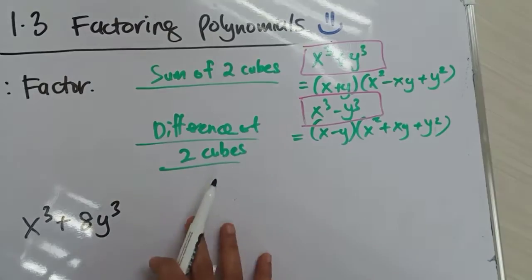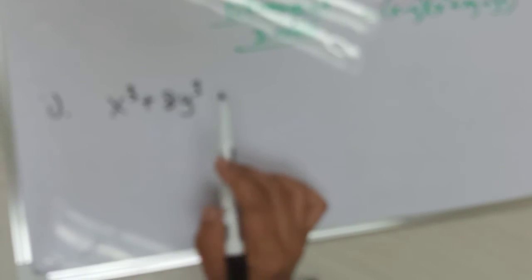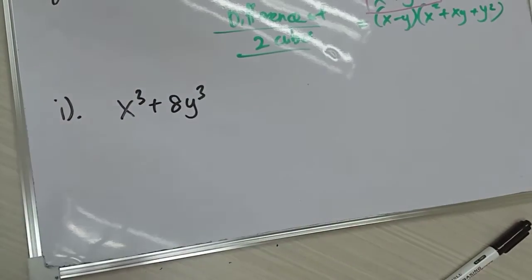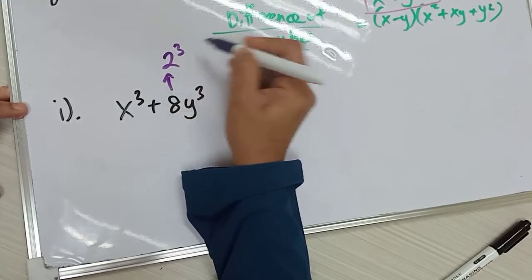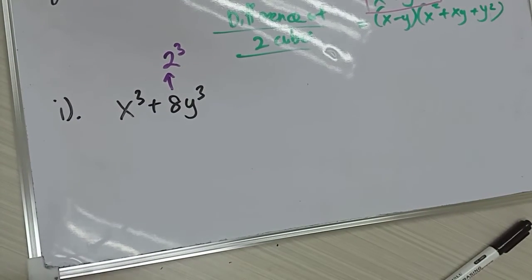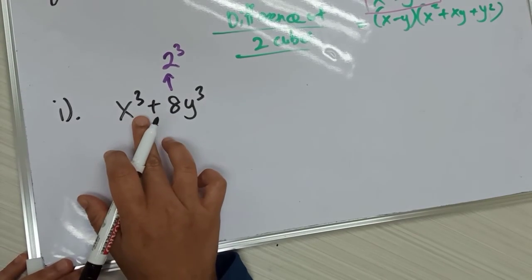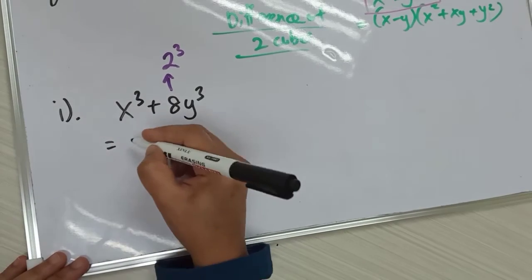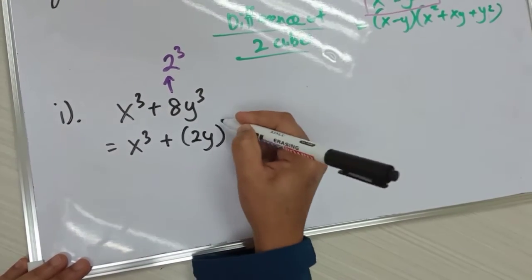Alright, and this is the first example. Okay, x cubed plus 8y cubed. To solve this problem, you have to change 8 into 2 to the power of 3. Alright, because all the terms are in the form of cubes, so now we change it to 2 to the power of 3. So now it becomes x cubed plus (2y) cubed.